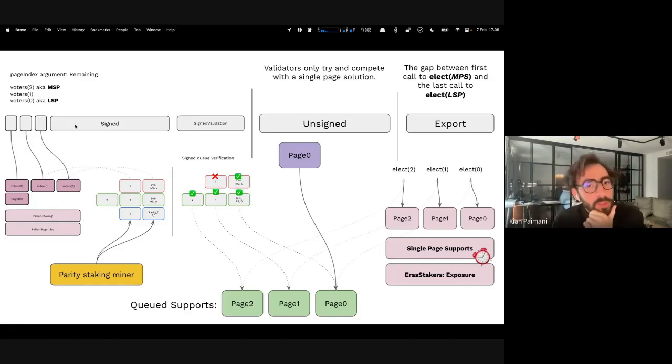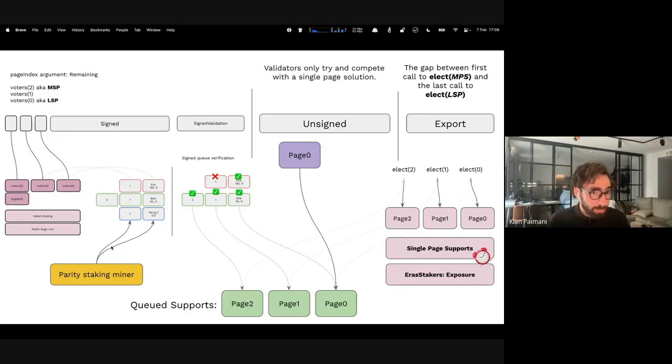Then the signed phase starts, and different entities can now submit multiple pages of solutions. The way it works in a little more detail, which I haven't encoded in this graph, is that you first register yourself, saying, hey, I have a solution with this score, and I intend to submit it in the upcoming future. That's one transaction. Then there are separate transactions where you submit each page individually. So this bottleneck that existed here also gets somewhat alleviated.